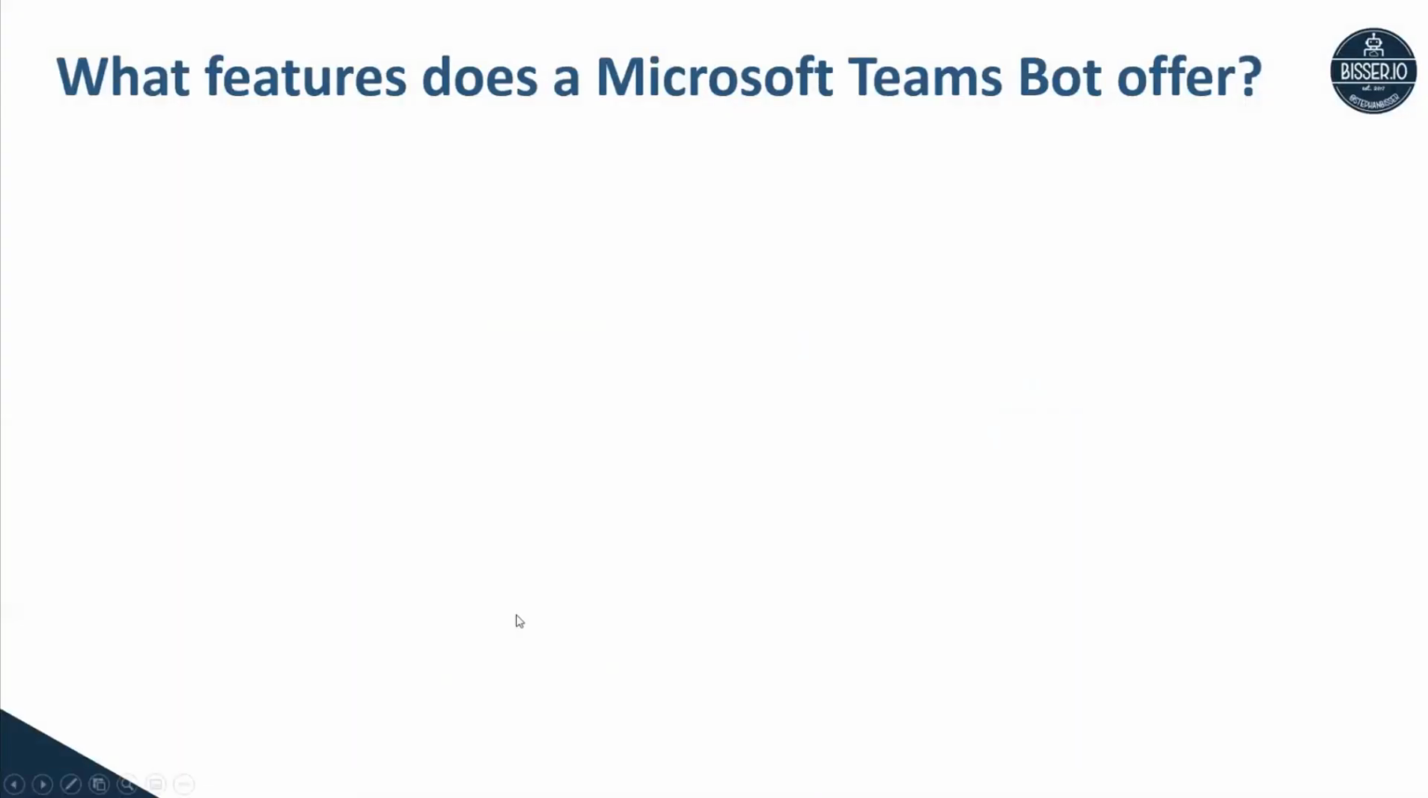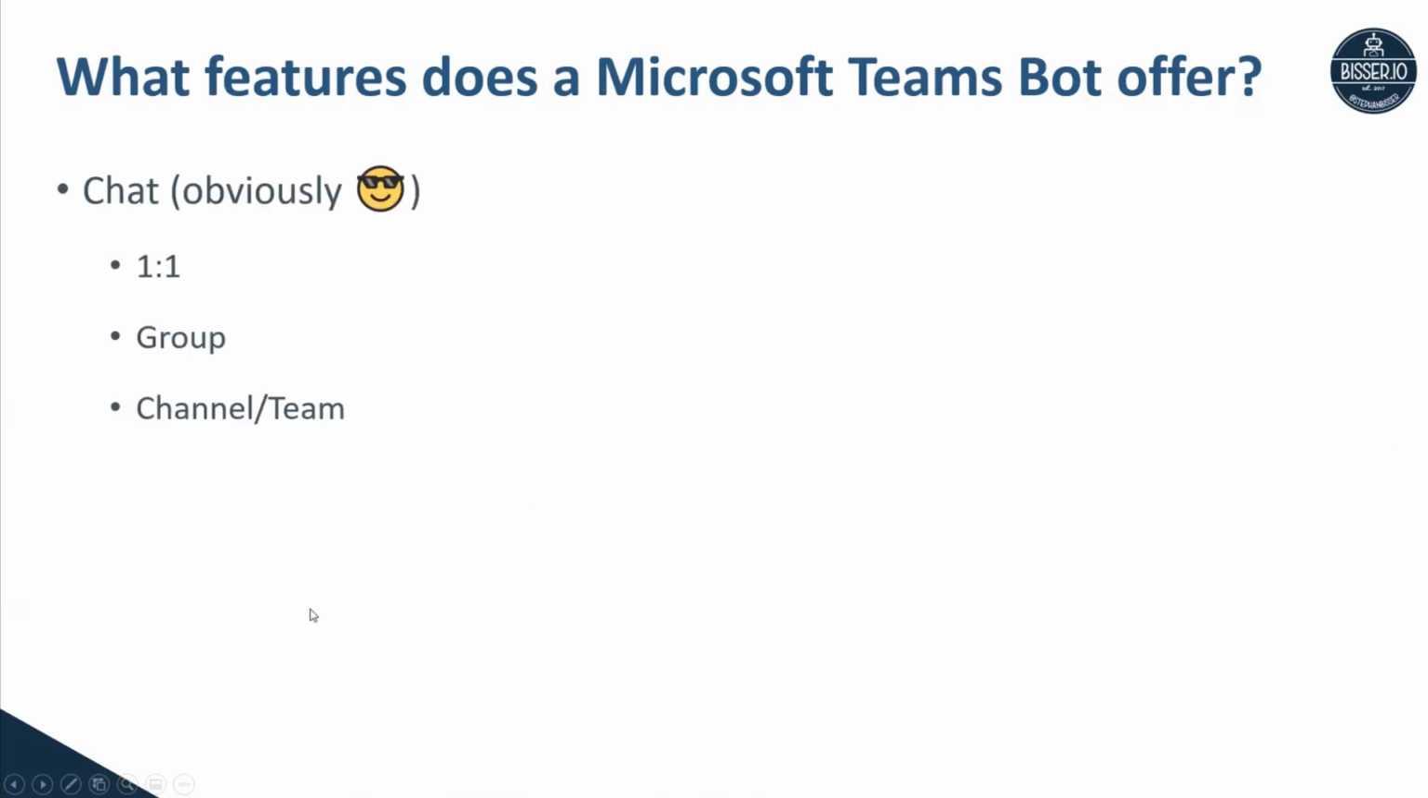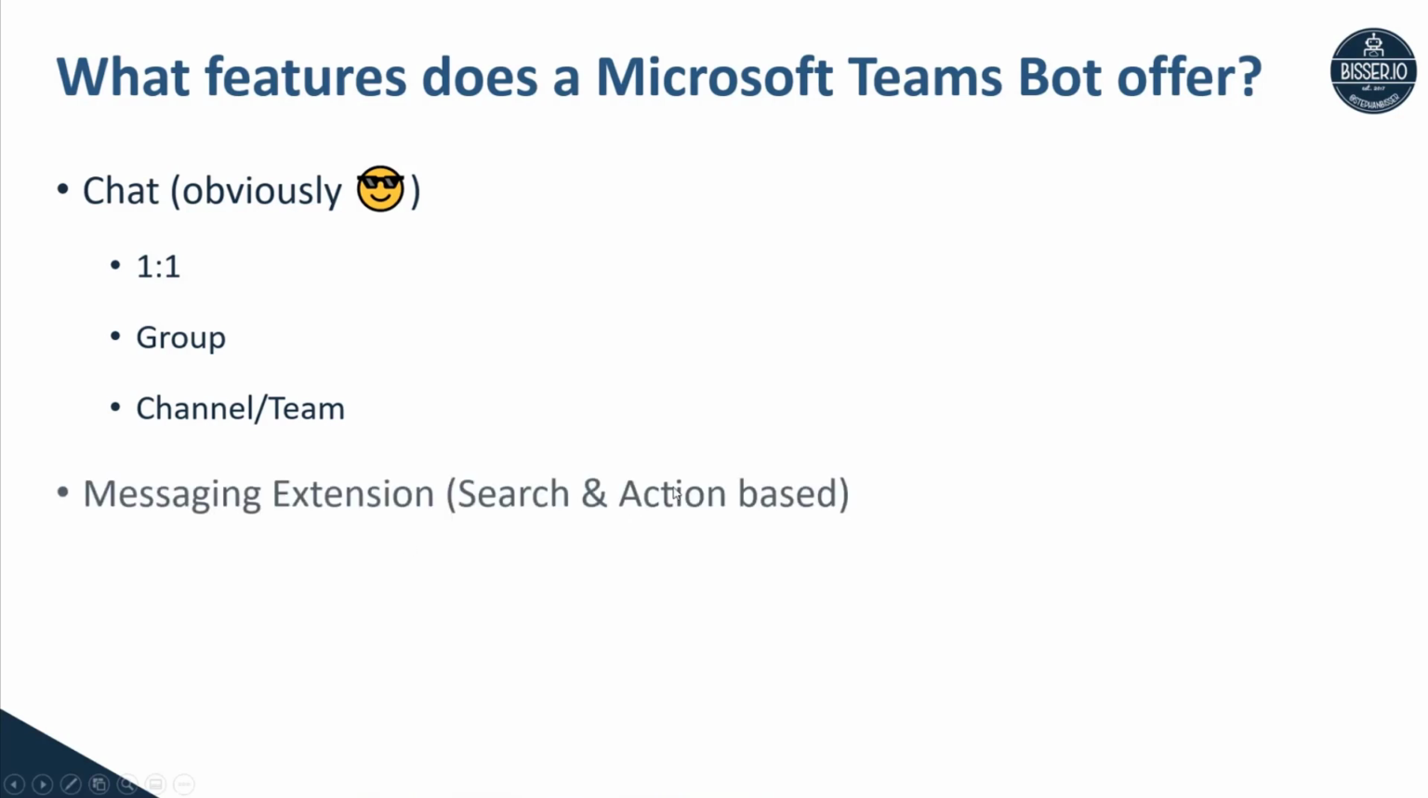But what does a bot in Teams actually offer, or what features could a bot potentially consist of when you build a bot for Microsoft Teams? First one is obvious, chat, either one-on-one chat, group chat, or you can add a bot to a team or respective channel, so you can have that conversation in that channel with the bot as well. Then you've got messaging extensions, both search-based and action-based, which in most cases consist of a bot in the backend doing the logic for you.